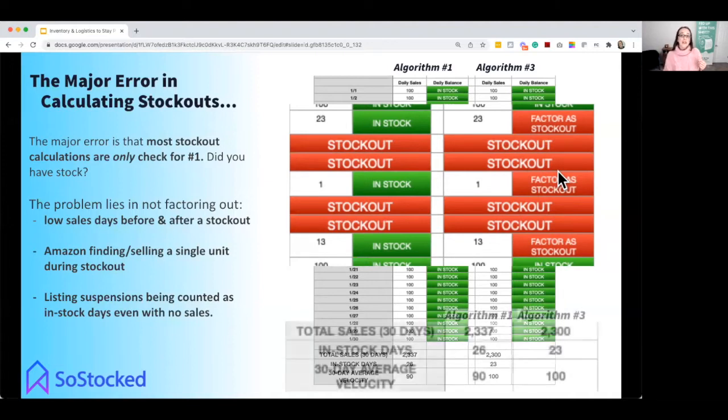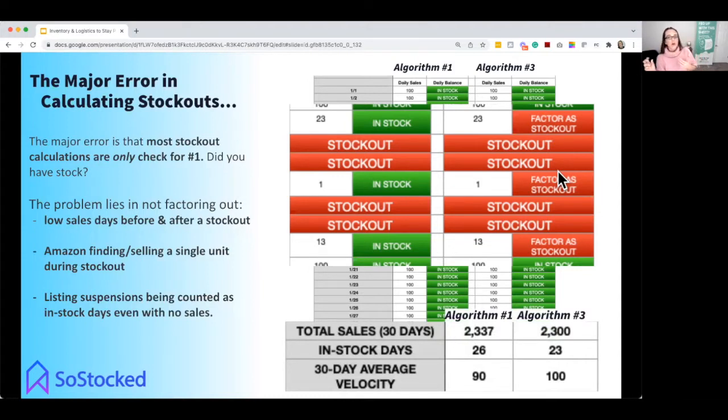So if you're looking at a 30-day average and you are out of stock or you have extremely low sales days during part of that time, it's going to make your calculations wrong. So analyzing the data incorrectly is how the numbers can be the same and you get two different stories. So this is what we essentially do: we look at algorithm 1 and they say that there are 26 in-stock days. We say there are only 23 in-stock days.